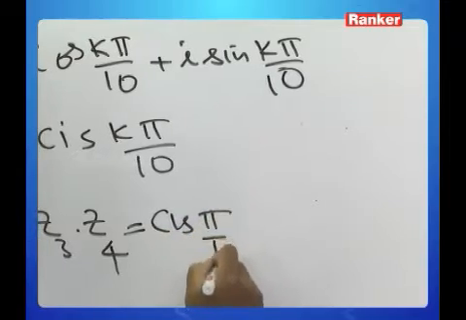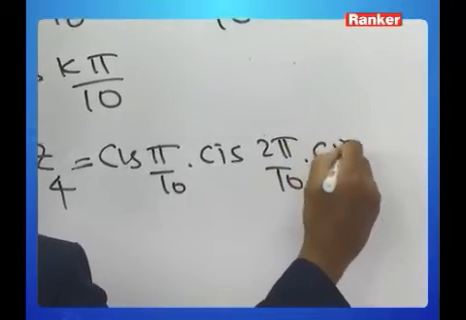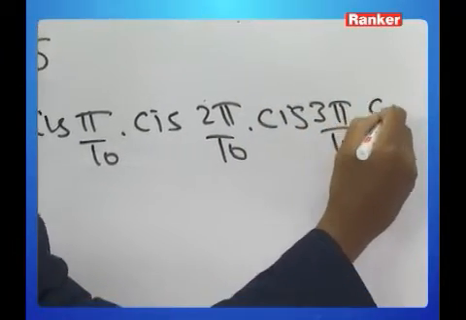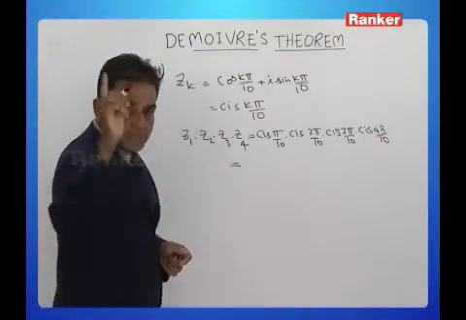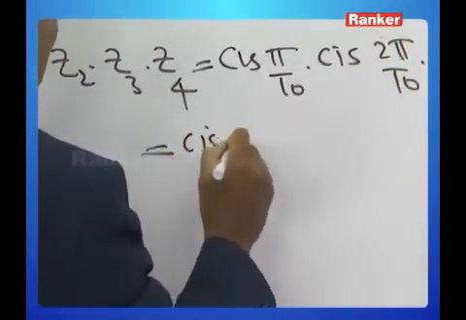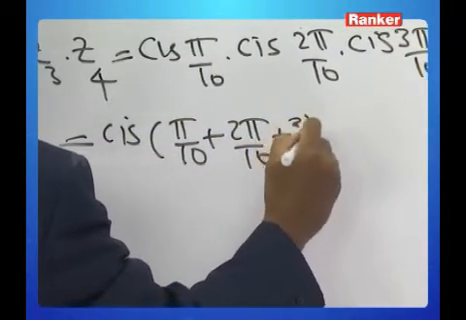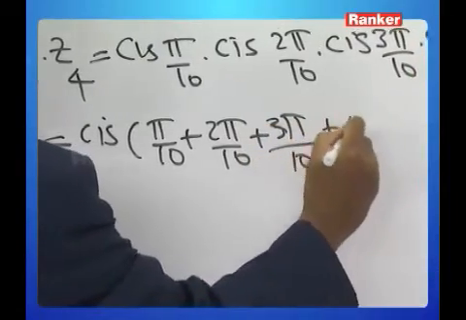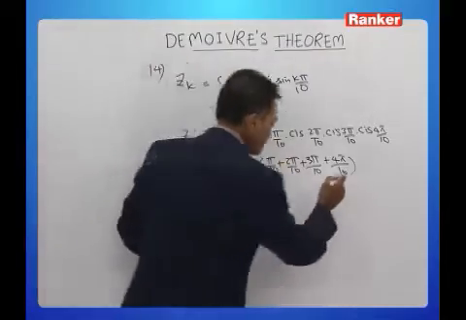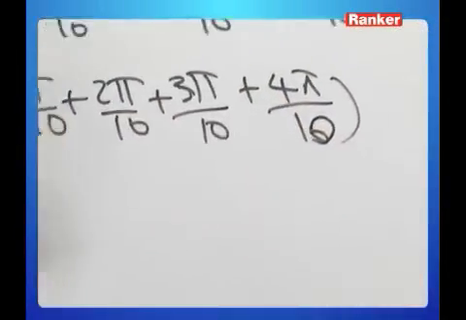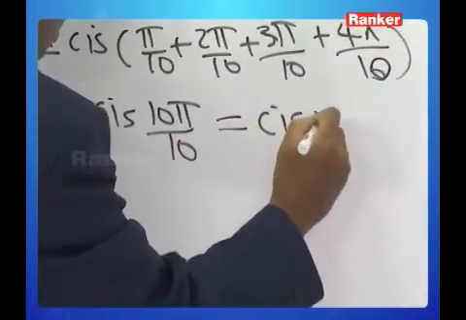Cis pi by 10 into cis 2 pi by 10 into cis 3 pi by 10 into cis 4 pi by 10. And we know the formula cis A into cis B is cis of A plus B. So, pi by 10 plus 2 pi by 10 plus 3 pi by 10 plus 4 pi by 10. Right? 1 plus 2 plus 3 plus 4, that is nothing but 10 only. So, 10 pi by 10. What is this? Pi.